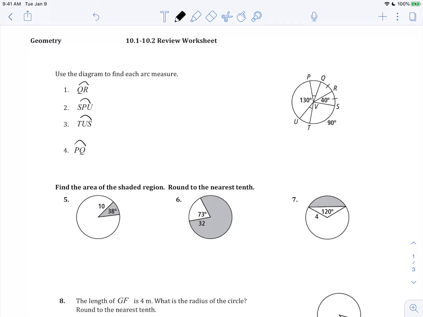Right, so I'm going to work through the 10.1, 10.2 review worksheet. This is a good place to start if you have any questions on anything related to this worksheet to get ready for your 10.1, 10.2 quiz, okay?